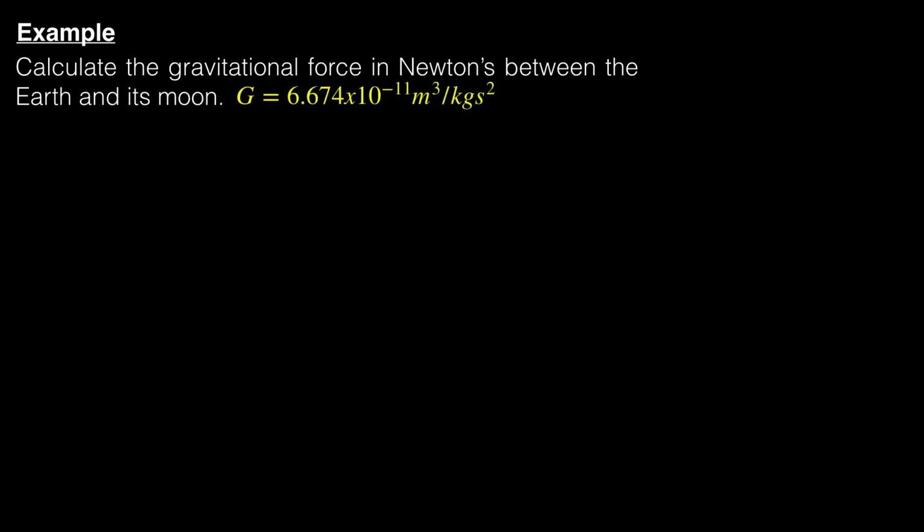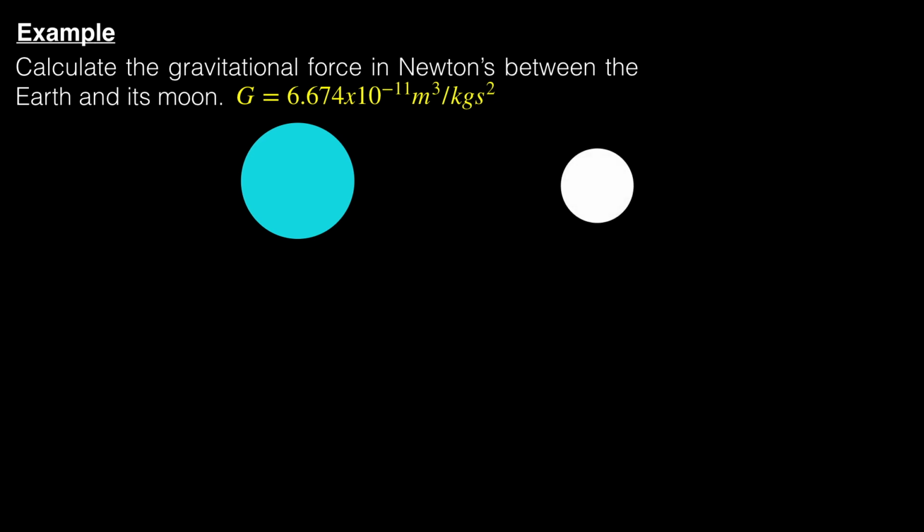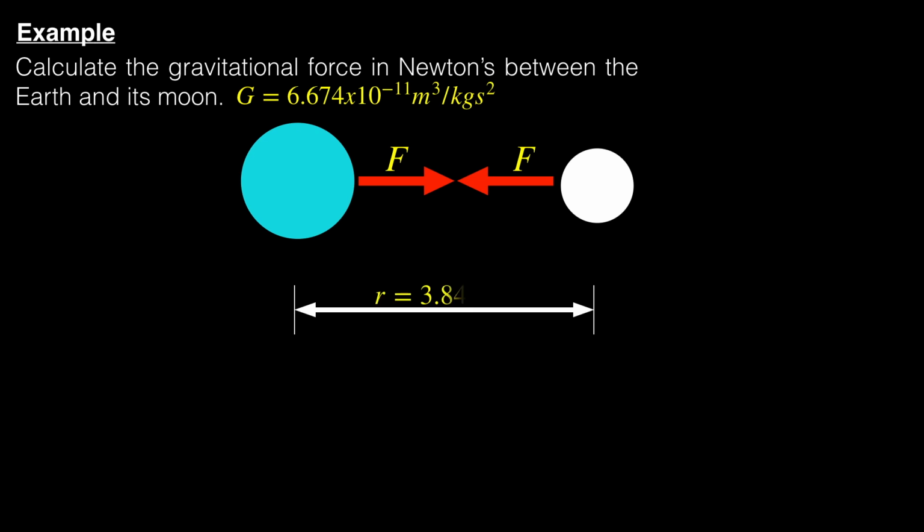So, we know that G is equal to 6.674 times 10 to the power of minus 11 meters cubed per kilogram second squared. In this scenario, we have the distance between the objects, r, is equal to 3.844 times 10 to the power of 8 meters. Mass of the Earth is given as 5.972 times 10 to the power of 24 kilograms. And the mass of the moon is given as 7.348 times 10 to the power of 22 kilograms.